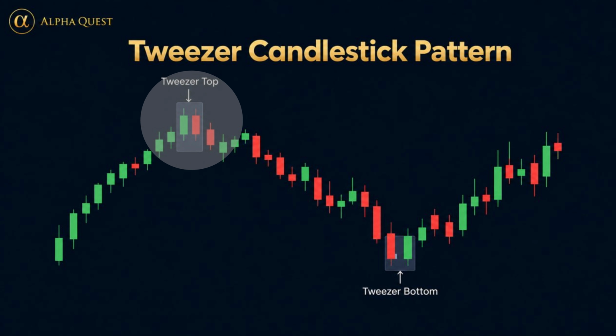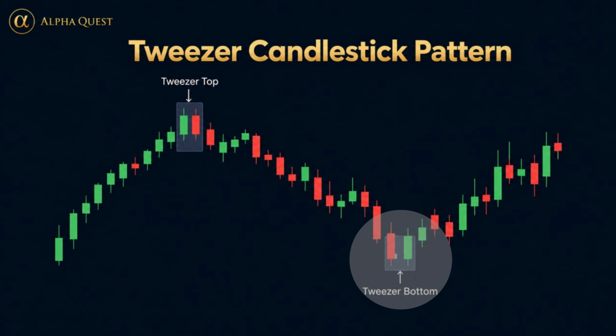In a tweezer top, price pushes higher, but both candles reject around the same high. This can suggest that buyers are starting to lose control, especially if it appears after an uptrend. In a tweezer bottom, price pushes lower, but both candles reject around the same low. This can suggest that sellers are losing control, especially if it appears after a downtrend. One key detail is that the candles do not need to look exactly identical. What matters is that price tests the same area twice, but fails to continue through it.